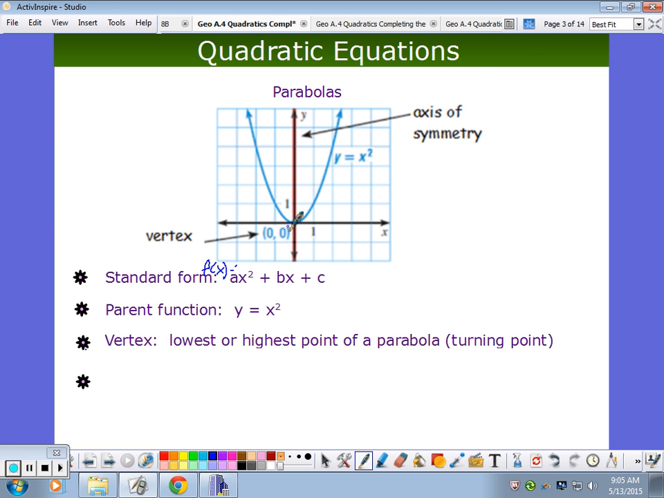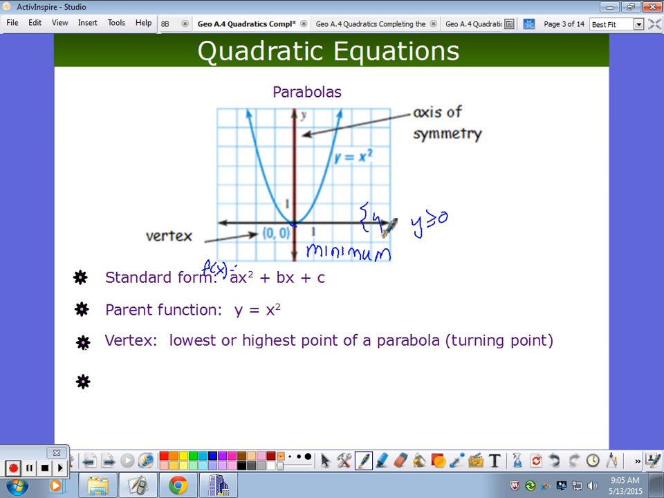The vertex, we talked about this, it's the lowest or highest point. It's the turning point. This one here, is this a maximum or a minimum? It is a minimum value, and by minimum value, we mean the minimum y value that this function will have. The domain is all real numbers as shown here, but the range is all y's bigger than or equal to 0. Isn't this the range?